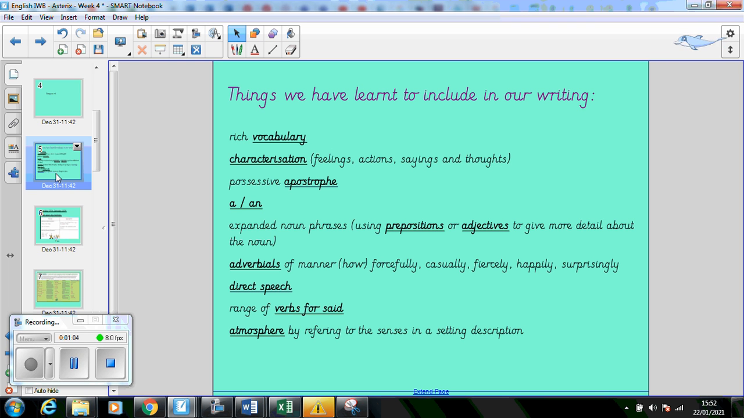Now I'm going to remind you, I wonder if you can tell me, a noun is a person, place, idea, or thing. Well done. Okay, we have looked at adverbs so that we can describe how something is happening, how that action is taking place. So we call those adverbials of manner. So something might be happening forcefully, casually, fiercely, happily, surprisingly.